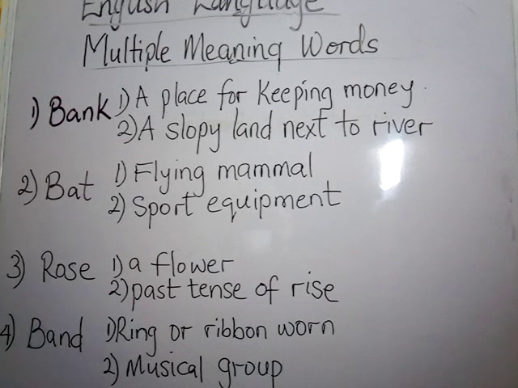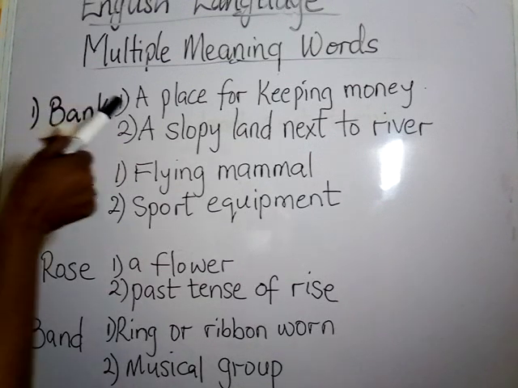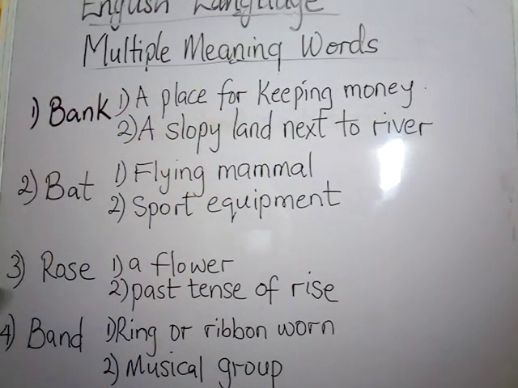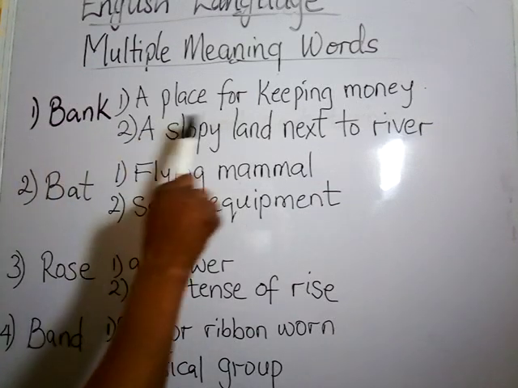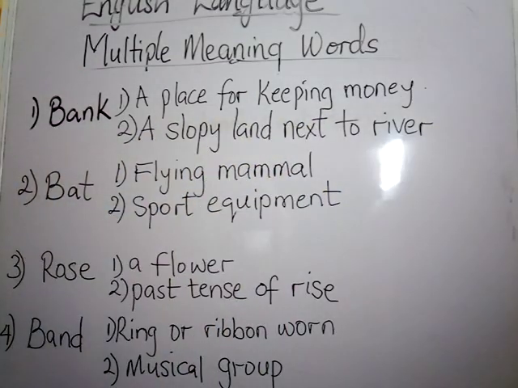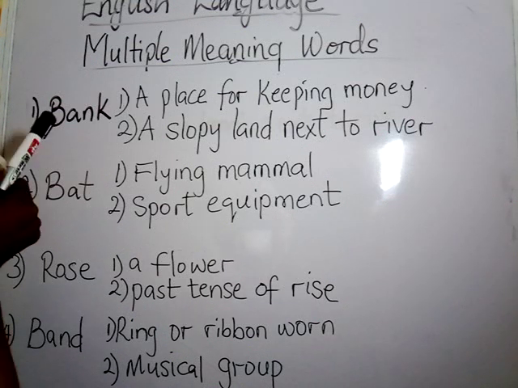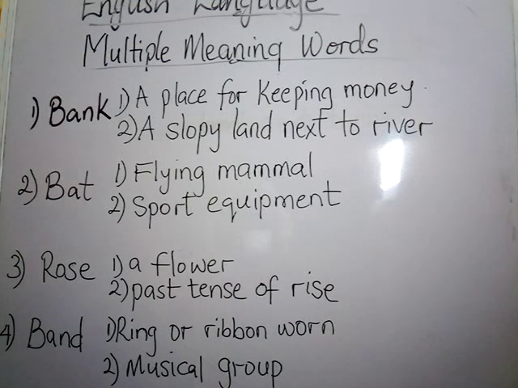So the first one we have here is bank. Bank could be a place for keeping money, like you have different banks in Nigeria: Zenith Bank, GT Bank, First Bank, and the rest. Then the other meaning for bank is a slopy land next to a river. You call it river bank. Most times it's slopy, that is, it's not a leveled ground. It's close to a river, beside a river or next to a river. So that's for bank.